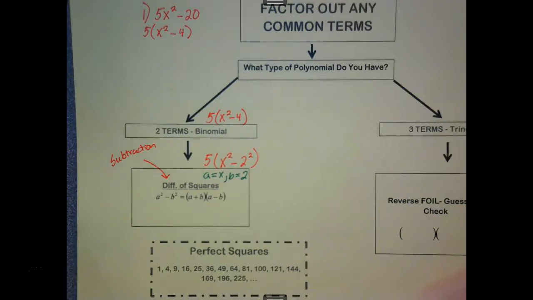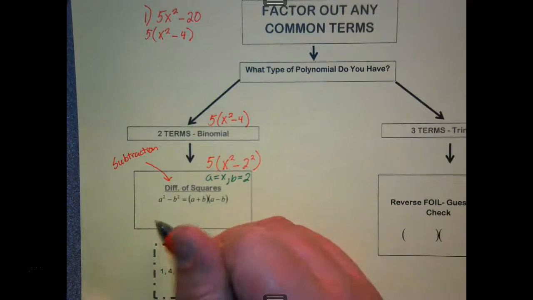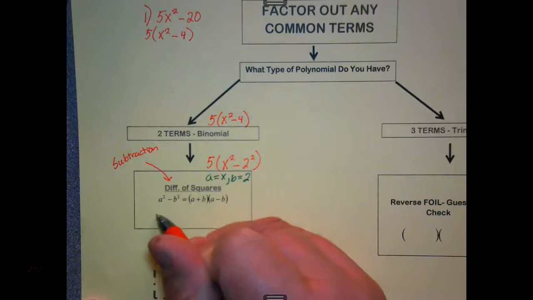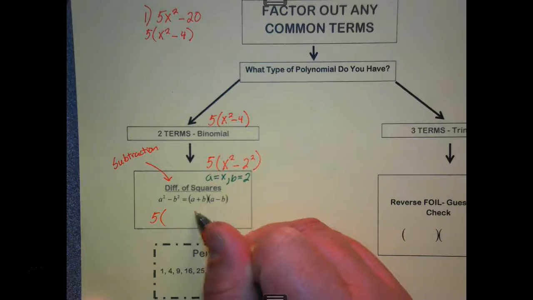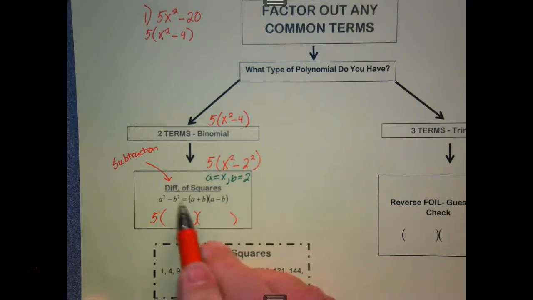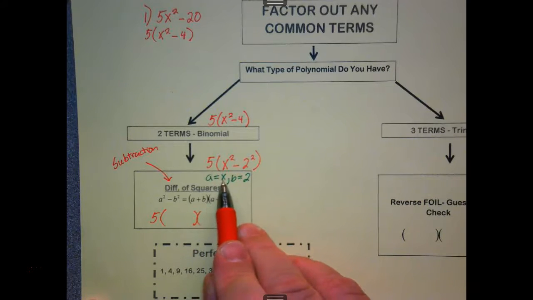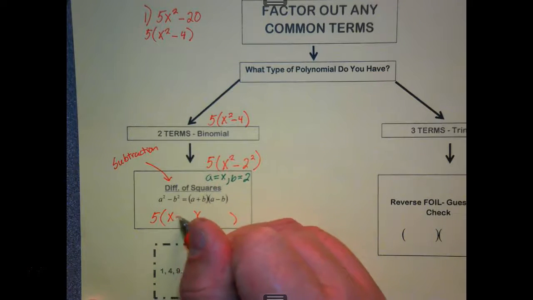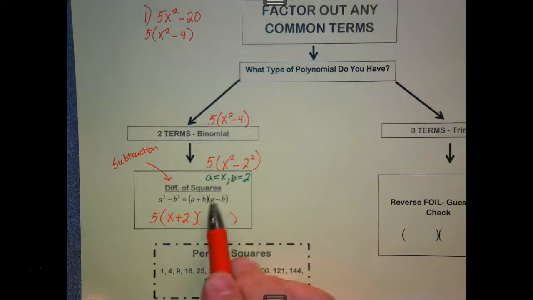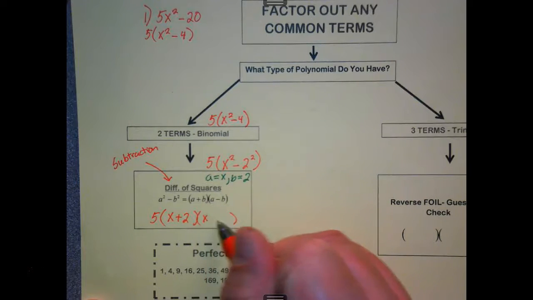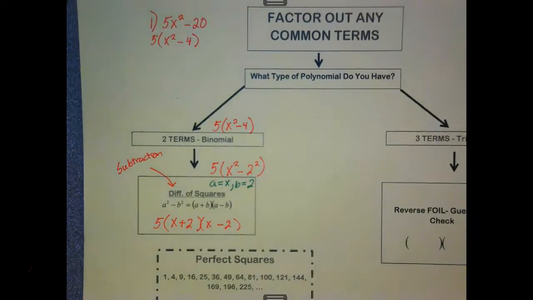So I'm just going to go ahead and factor this. So I have, don't forget your 5. Let's see, a plus b, so x plus 2. And a minus b, so I have x minus 2. And there it is, factored.